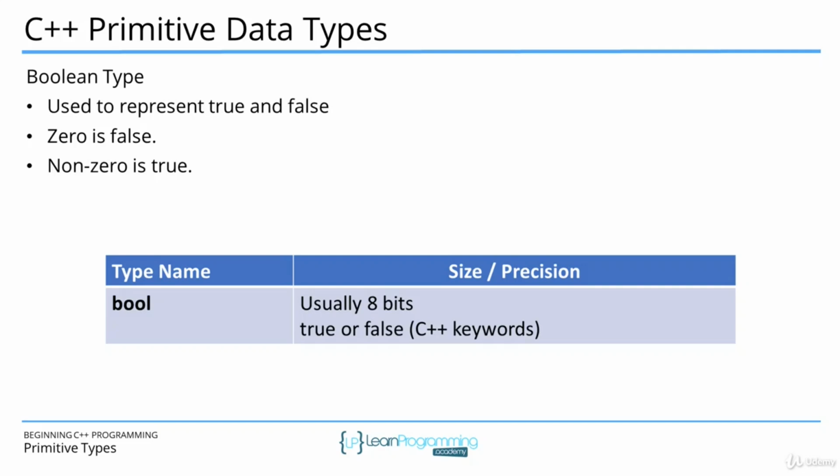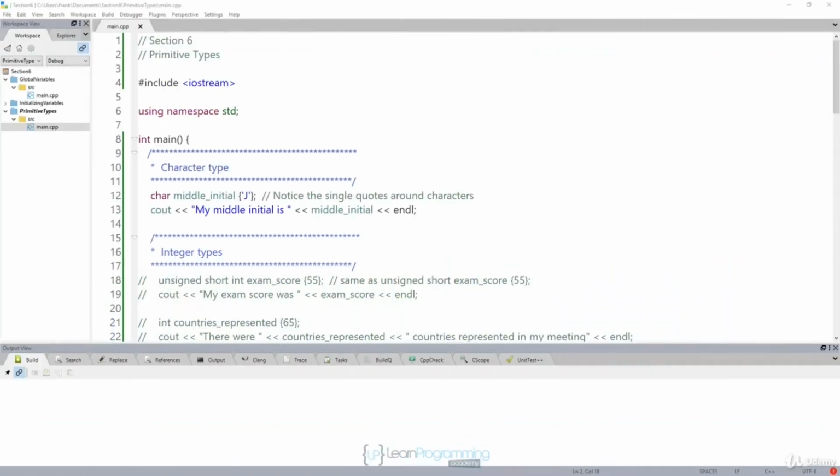Great, now let's head over to CodeLight and see some of these primitive types in action. So now I'm in the CodeLight IDE, and I've created a project called Primitive Types that's in the Section 6 workspace. In this C++ file, I'm going to go over some examples of using the primitive types. We'll start with characters, we'll do integers and floating point numbers, and then at the end we'll do Booleans.